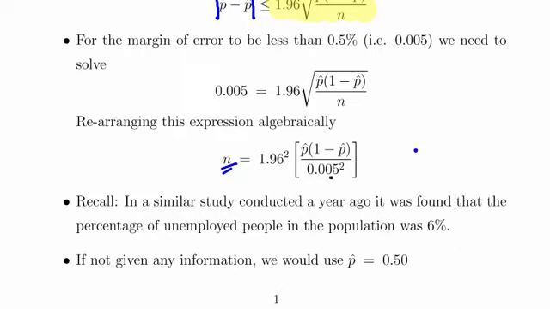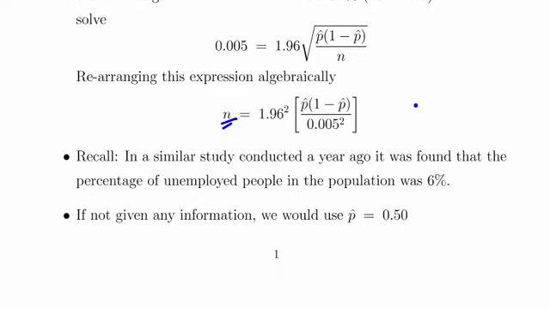In a similar study, this is what we were told in the question. In a similar study conducted a year ago, it was found that the percentage of unemployed people was 6%. So this is the value of p hat that we're going to use in this expression to progress things further. If we were not given any value, we would use 50%, 0.50. So essentially what we're given is some prior information that we can work with to make a valid estimate. If we were not given any value, we would use 0.50.